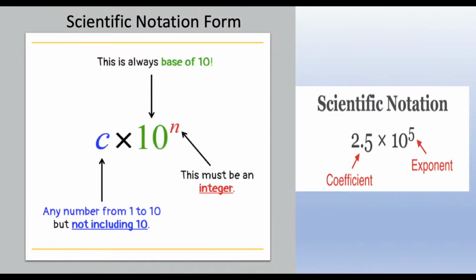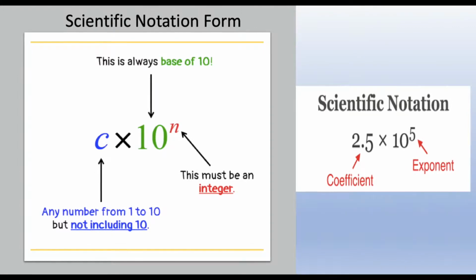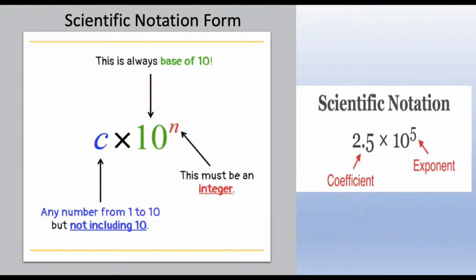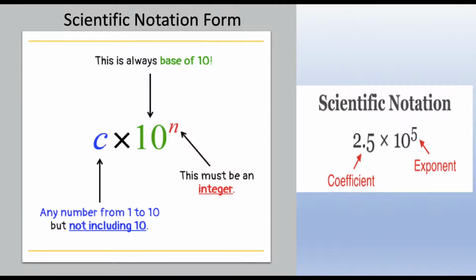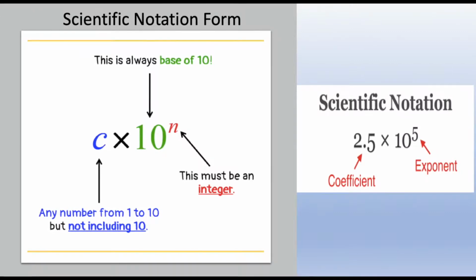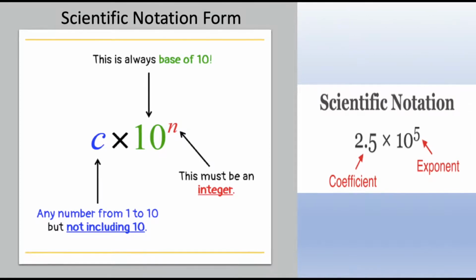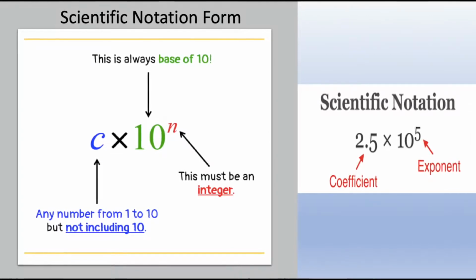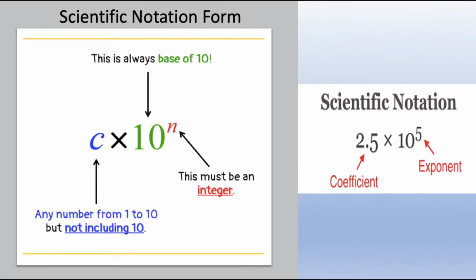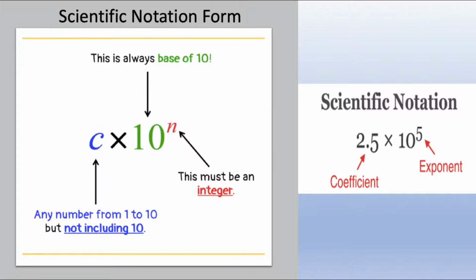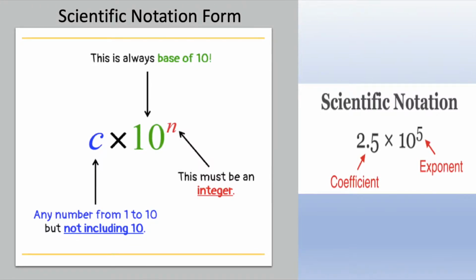This is scientific notation form. C, which is the coefficient, is a number greater than or equal to 1, but less than 10. This is always multiplied by a power of 10, which is raised to an exponent that must be an integer. This exponent does not tell you the number of zeros in your result. It tells you the number of places the decimal point has been moved.